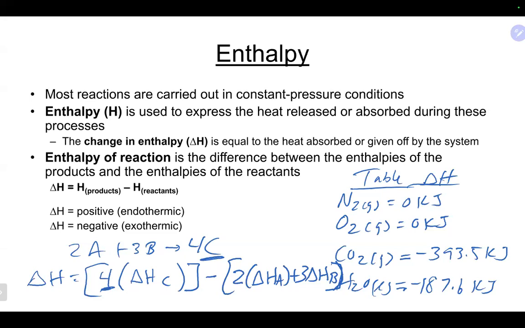So why don't we try a couple here? Let's see here. Just to see. Let's say we had this equation.